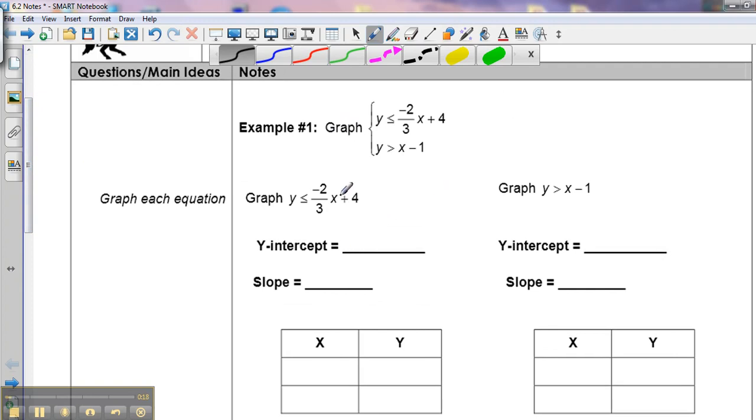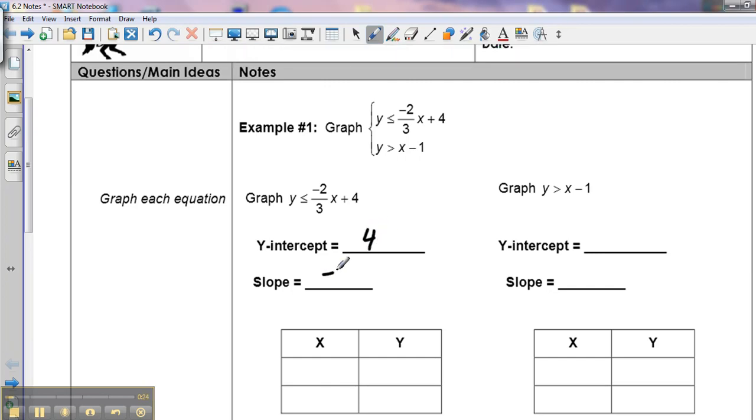So this first one that you see is in slope-intercept form. My intercept is 4 and my slope is -2/3. Since my intercept is 4, that gives me the point (0, 4). And I have a change in y of down 2 and a change in x of up 3. So that's going to give me the point (3, 2).